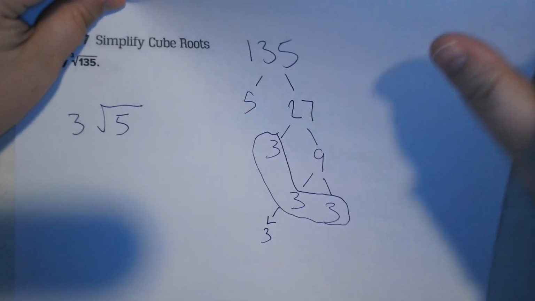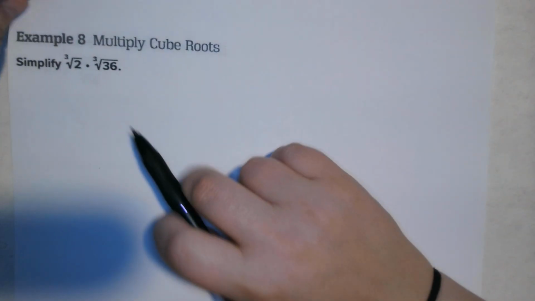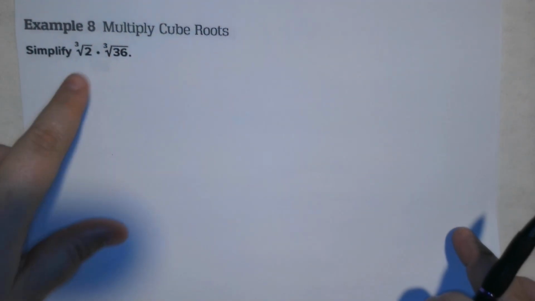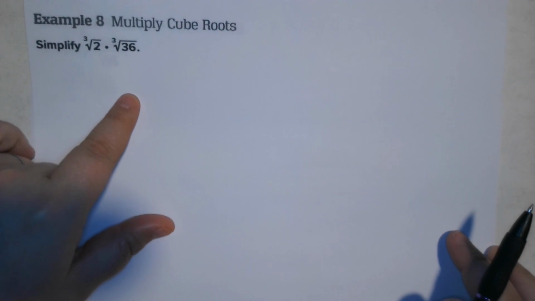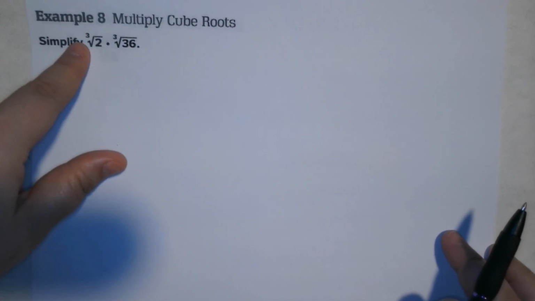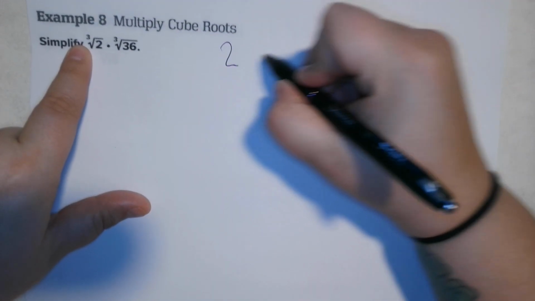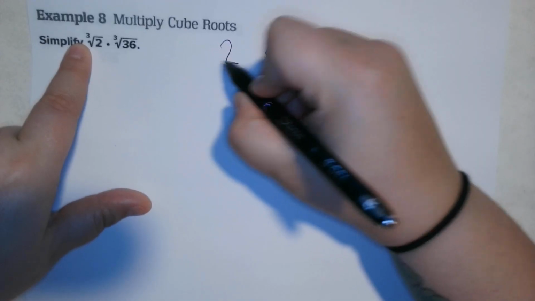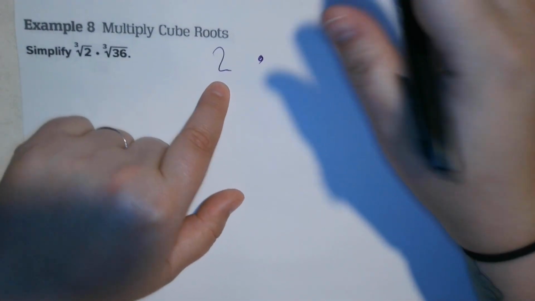Okay? I think it's a you try time. Oh, nope, not yet. Example 8 first. We're multiplying cube roots. You do this the exact same way that we multiplied the other ones, except you're circling groups of 3. So I have a 2. I can't simplify that anymore. That is a prime number.